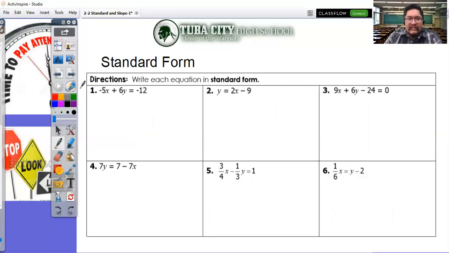Our first direction is to write each equation in standard form. So we have to look at some of these and think, why is it not in standard form? This should be in standard form right now. There are 3 things we have to watch out for. A has to be a positive number. In this case, we have -5, so right now we have to take care of this negative right here.